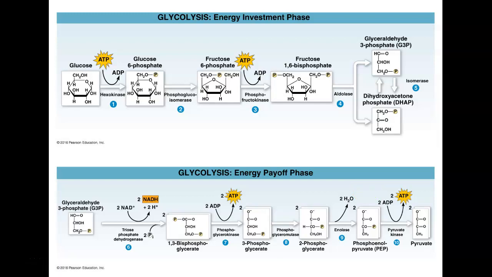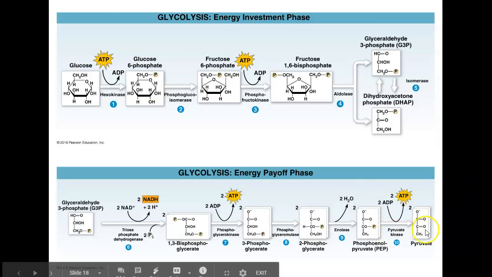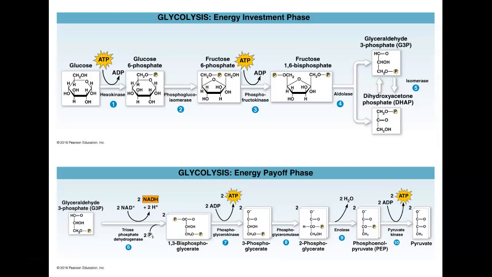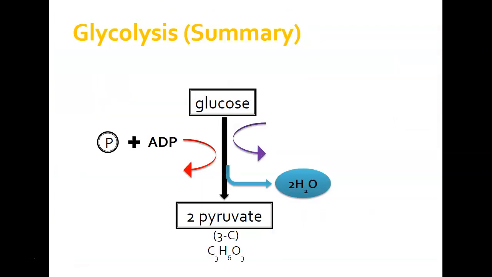You do not need to know the super specifics. Just know that glucose goes in, 2 3-carbon molecules of pyruvate come out. There's a net gain of 2 ATP and 2 NADHs and 2 waters, which is pretty much what this is right here. So this is a good slide to just memorize as a summary. There, now it's more complete.